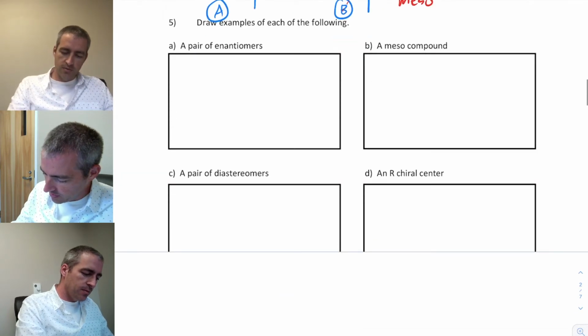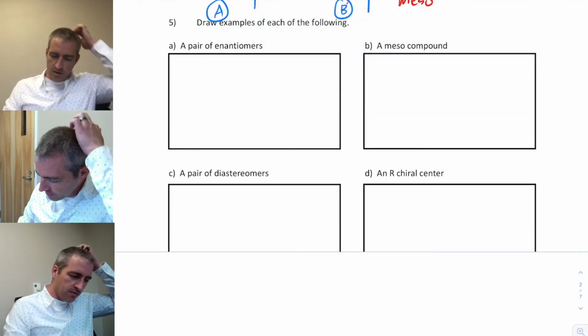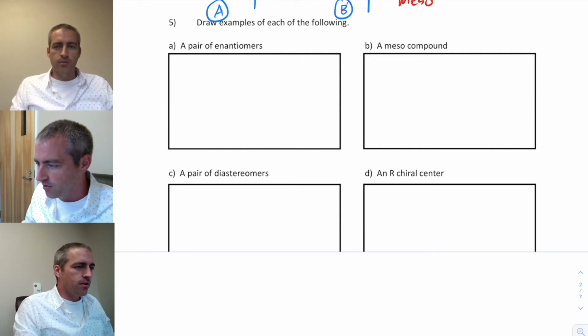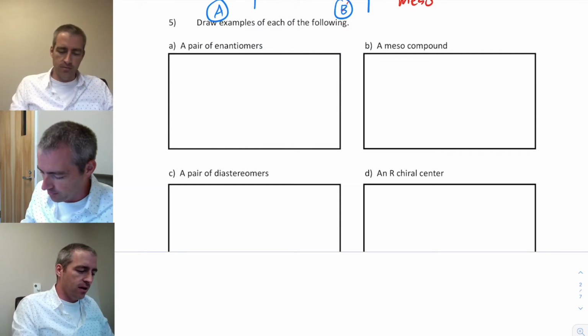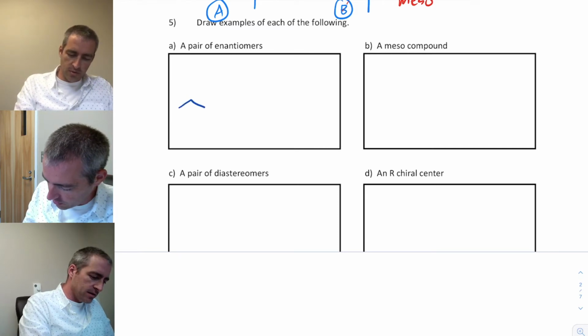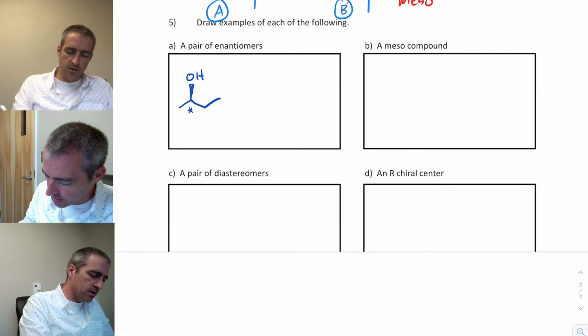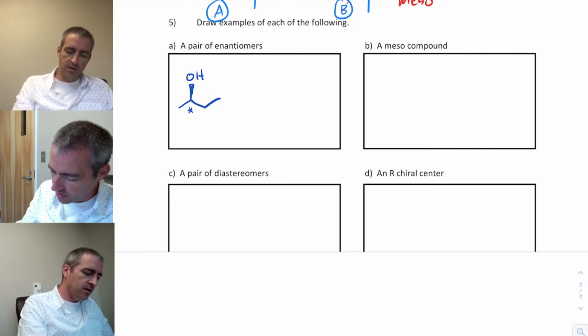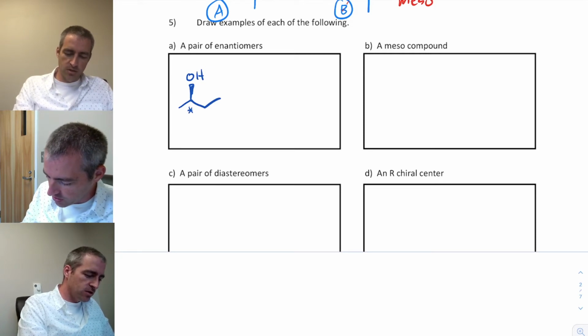Draw examples of each of the following. This is another one of my favorite kinds of questions. We want to draw a pair of enantiomers, so basically we just want to draw any chiral molecule we can think of. Take a simple one like OH. It's got a chiral center. What's important is you have 4 different groups on there, and the enantiomer will look like its mirror image. And there's different ways you can draw it. You can draw it like this. Very clearly has a mirror image there.